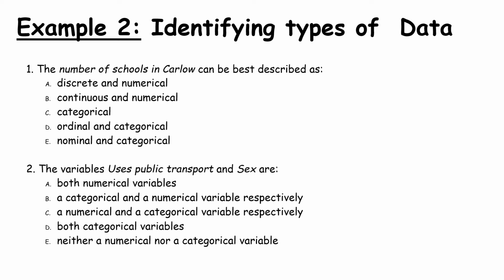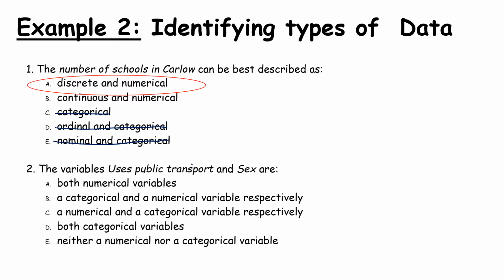Example 2, identifying types of data. The number of schools in Carlow can be best described as, well, are they numerical or are they categorical? Well, the number of schools, so we're out with categorical, so let's get rid of these. And then within numerical, is it continuous or is it discrete? So do you count the number of schools or would you measure the number of schools? And the answer is count, so it is discrete and numerical.